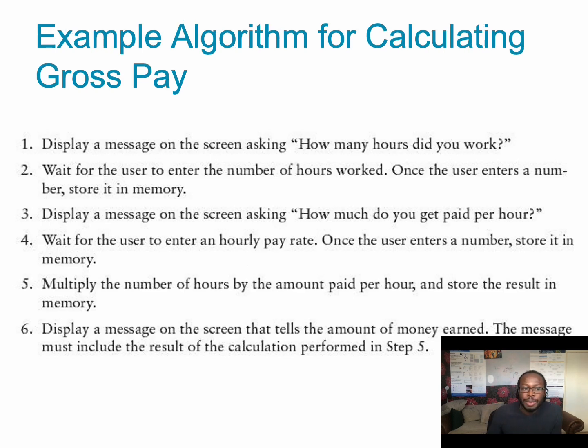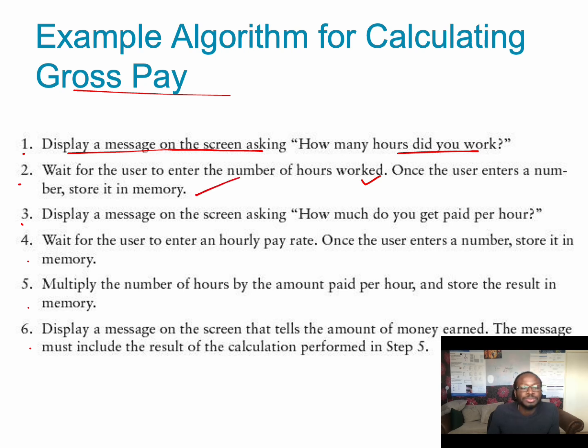Here is an example algorithm for calculating gross pay. I'll walk through a few steps; we've got 6 stages for this particular algorithm. The first step is to display a message on the screen asking a question: how many hours did you work? Right, so you take your timesheet. You wait for the user to enter the number of hours they have worked, and once the user has entered the number, you store it in memory.